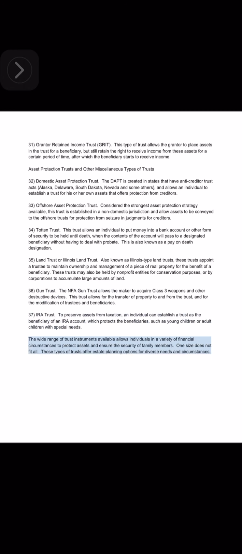The wide range of trust instruments available allows individuals in a variety of financial circumstances to protect assets and ensure the security of family members. One size does not fit all. These types of trusts offer estate planning options for diverse needs and circumstances.